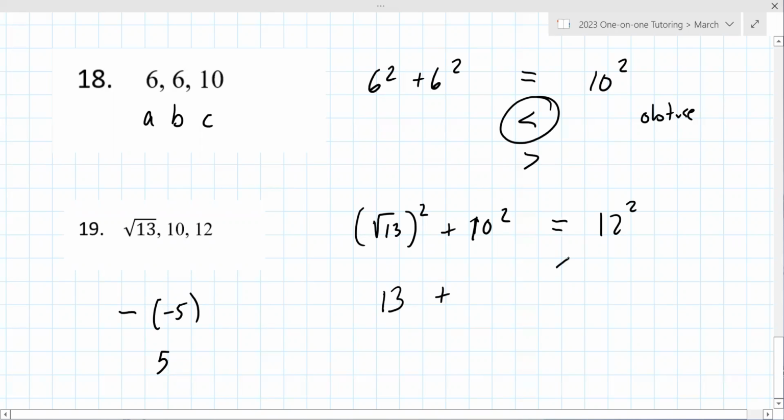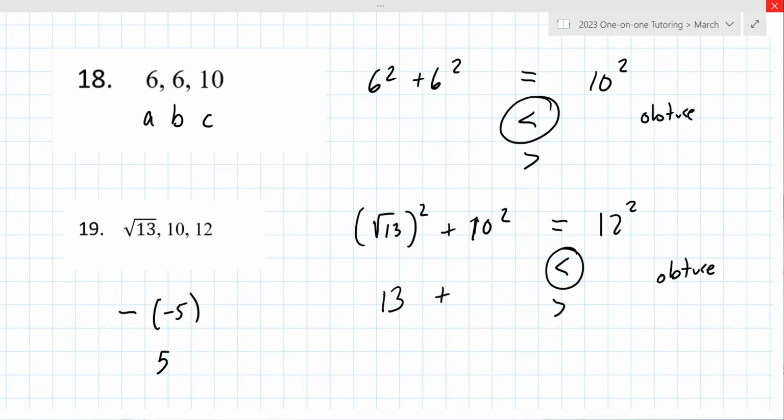Right. But again, we're looking for which of the 3 it is here. C is greater. So this way, right? Yeah. Okay. Yes. So this one is also obtuse.